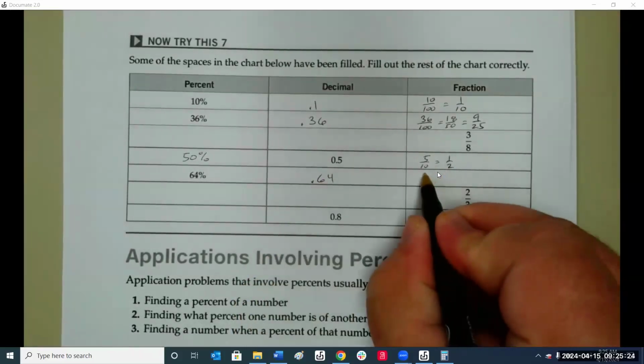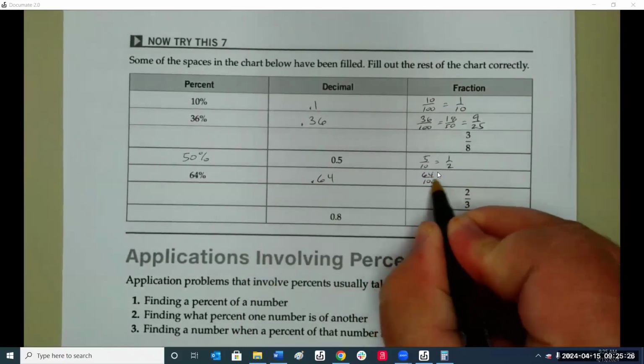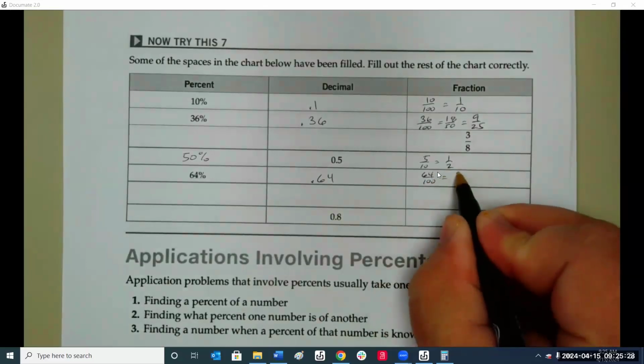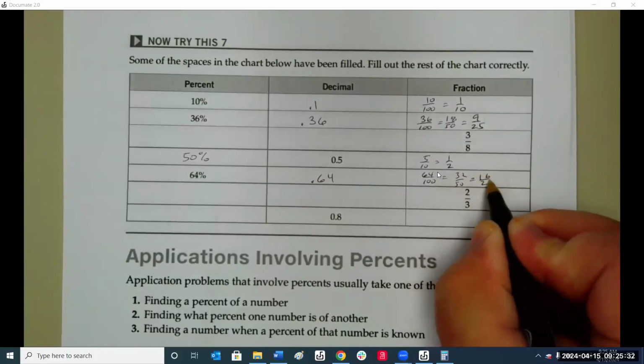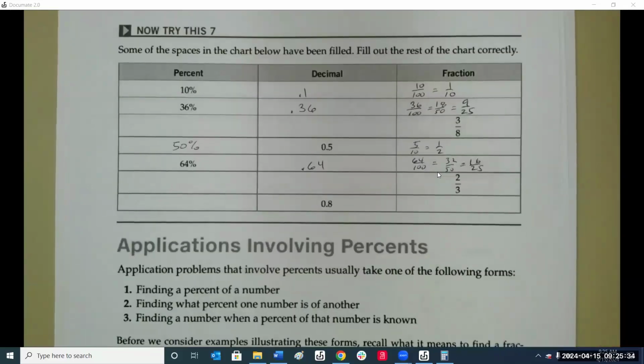0.64, 64/100, 32/50, 16/25. So go ahead and work the rest of those, and we'll pick up from here next time. We'll do applications involving percentages. And that'll be the end of that chapter.